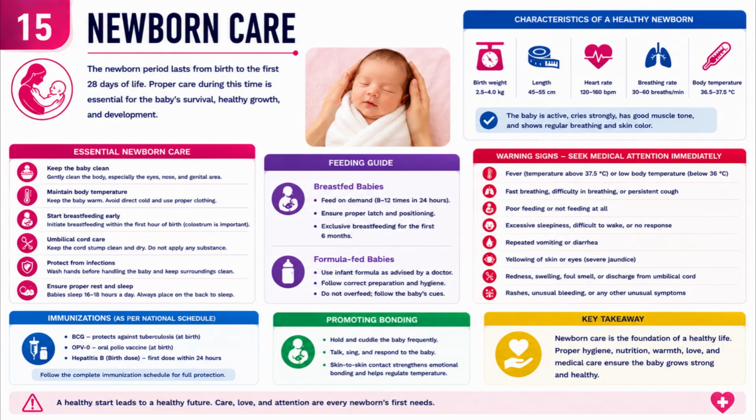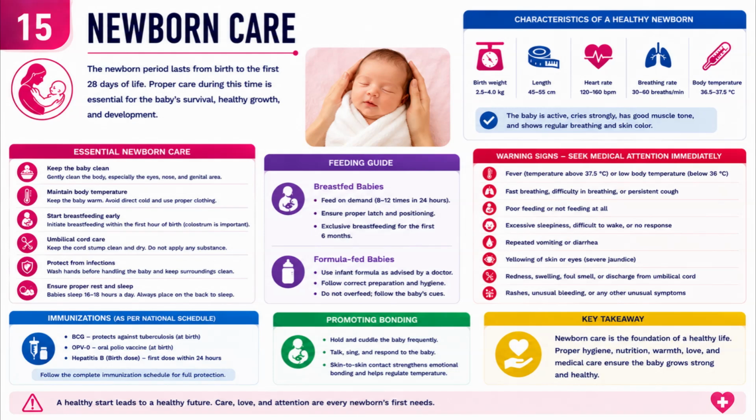Maintaining body temperature is also critical because newborns can lose heat rapidly. Keeping the baby warm through proper clothing and skin-to-skin contact helps regulate body temperature and promotes bonding. Good hygiene practices, including proper umbilical cord care and hand washing, help prevent infections. Newborns should also receive recommended vaccinations such as BCG, OPV, and hepatitis B according to national immunization schedules.